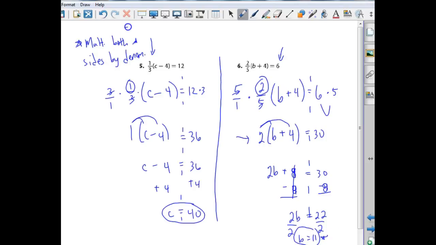So the point is multiply both sides by the denominator before you distribute that fraction, and it goes away, and your life becomes a lot easier. So I hope that helps you out, makes this part of the lesson a little bit easier for you, and I'll explain more why that works when I see you in class.